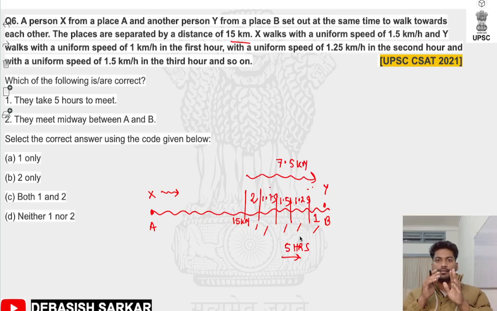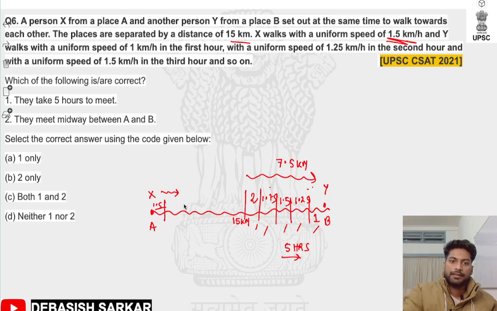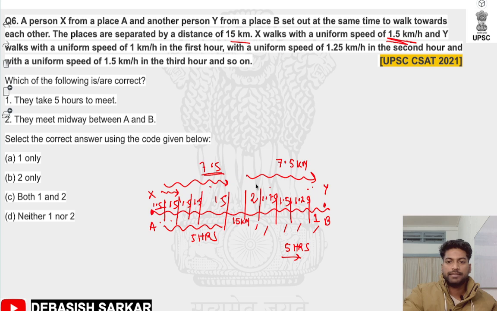So since 5 hours this person was walking. Why? So definitely X will also walk for 5 hours because they have started at the same time. So 1 hour 1.5 because X speed is uniform, that is 1.5. Okay, then 1.5, then 1.5, then 1.5, 1 2 3 4 and then 1.5. Okay, so after 5 hours this person will also complete 7.5, then 7.5, 15 kilometer completed, and they will meet.